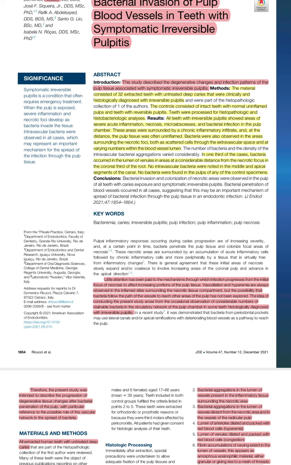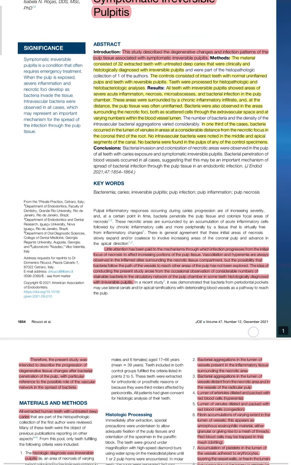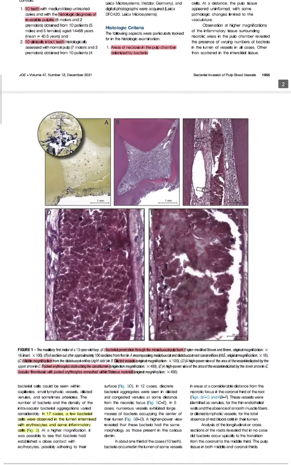In one third of the cases, bacteria occurred in the lumen of venules in areas at a considerable distance from the necrotic focus, in the coronal third of the root. No intravascular bacteria were noted in the middle and apical segments of the canal. No bacteria were found in the pulps of any of the control specimens.